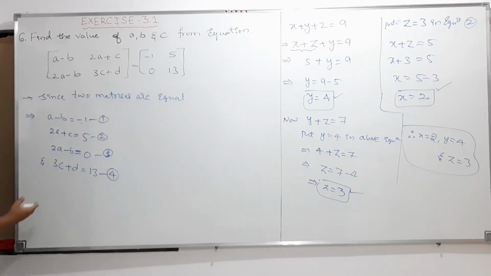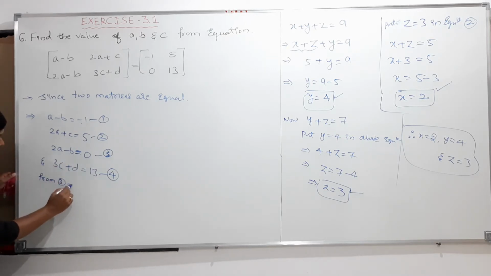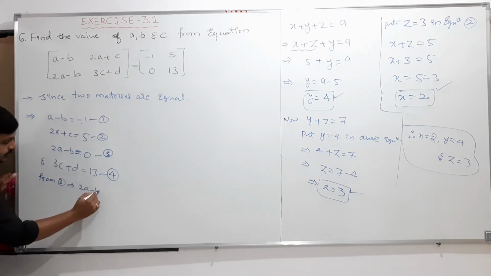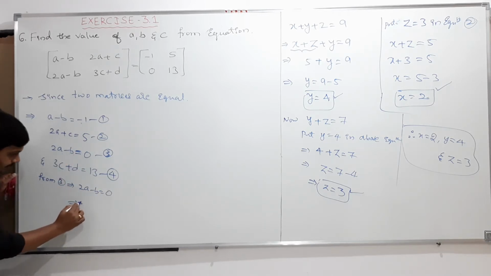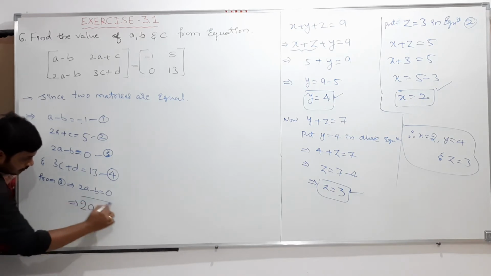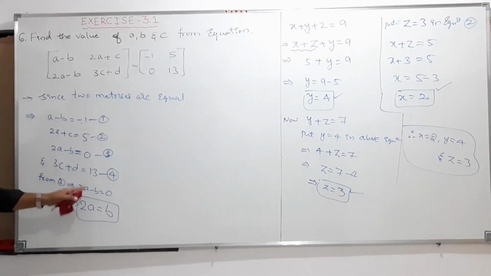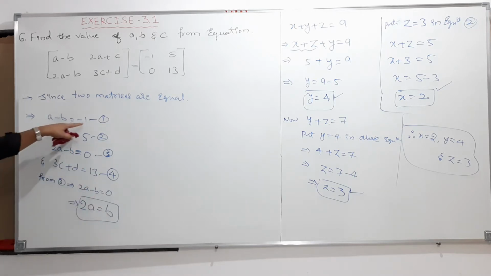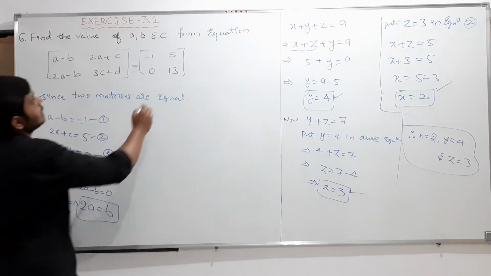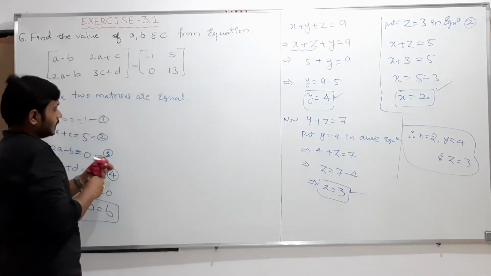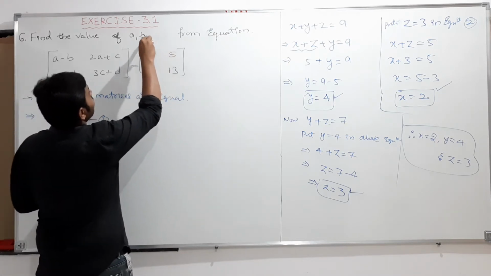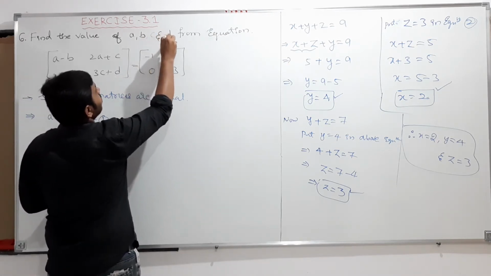So now from equation 3, 2A minus B is equal to 0. This implies 2A is equal to B. This B value I am going to substitute in equation 1. I think they asked A, B, C and D. Please make it as A, comma, B, comma, C and D.